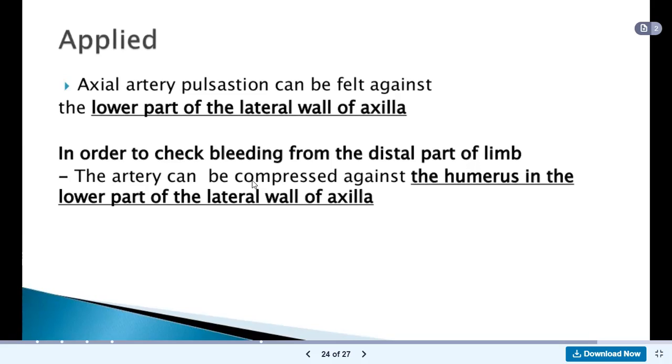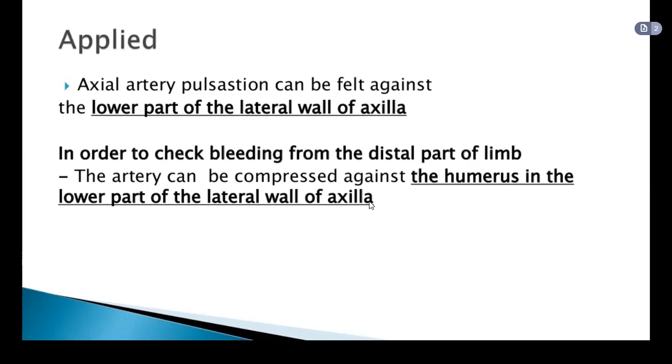So the artery can be compressed against the humerus in the lower part of the lateral wall of axilla. Imagine that there is bleeding from your cubital fossa. Blood is gushing out, but you want to stop it. What you do, you press that axillary artery, because it is the axillary artery that gives rise to the brachial artery. Once you are able to block the axillary artery, you block blood supply. So you stop the bleeding.